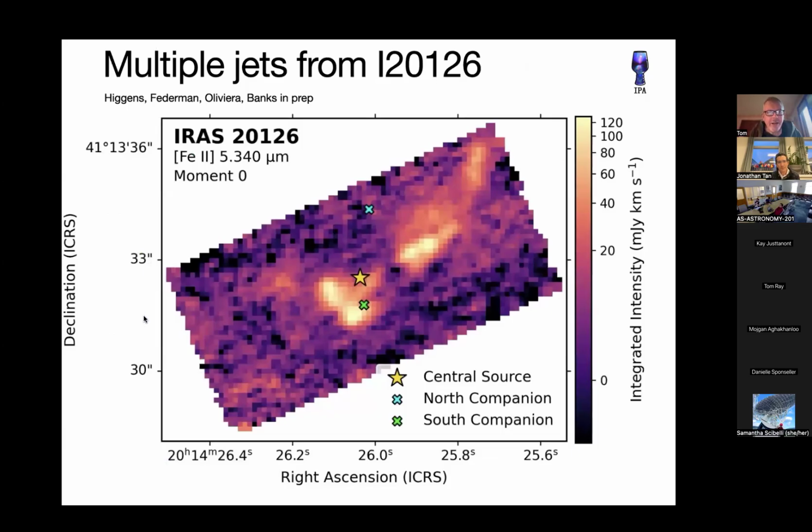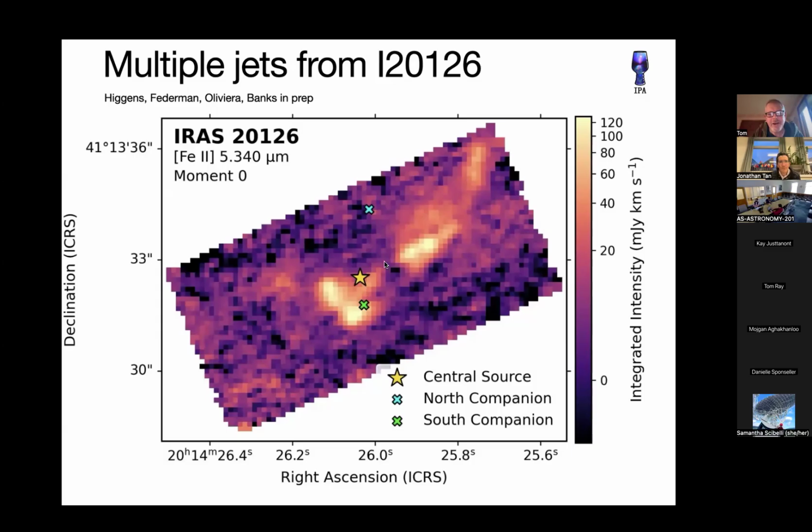Now let me shift, lots to go through here. The most massive object, that's the one we're missing right here. This is 20126. This is the [Fe II] map. On this map, we have plotted the position of where the central protostar is, to the best of our knowledge, and two known companions, the north companion and the south companion.